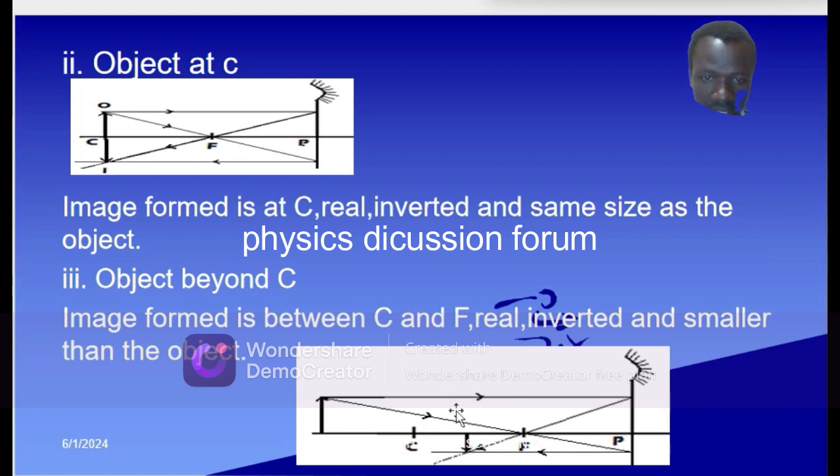What about an object placed in between C and F? It is the opposite of this. Let us see that.